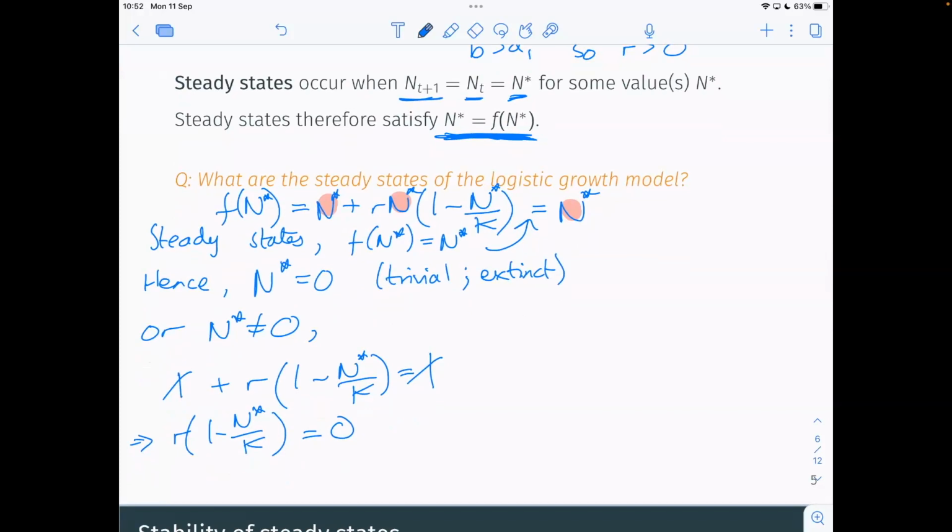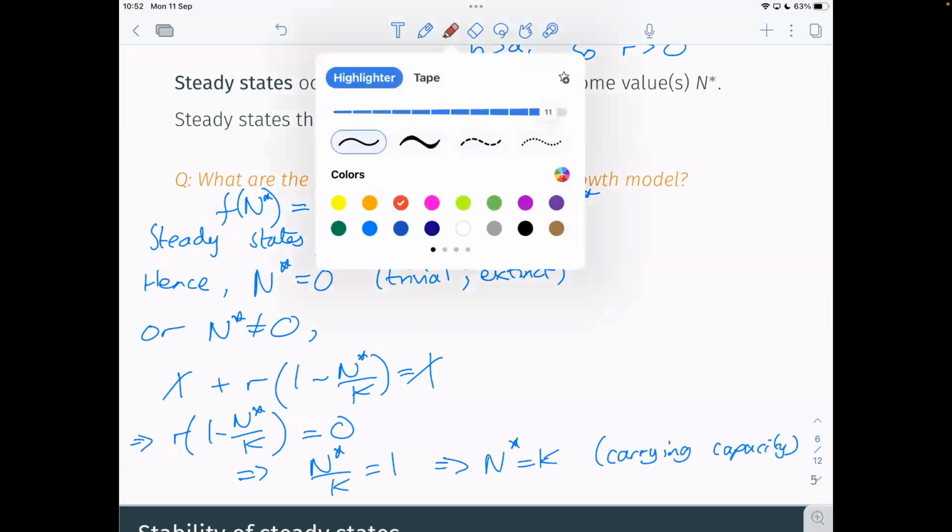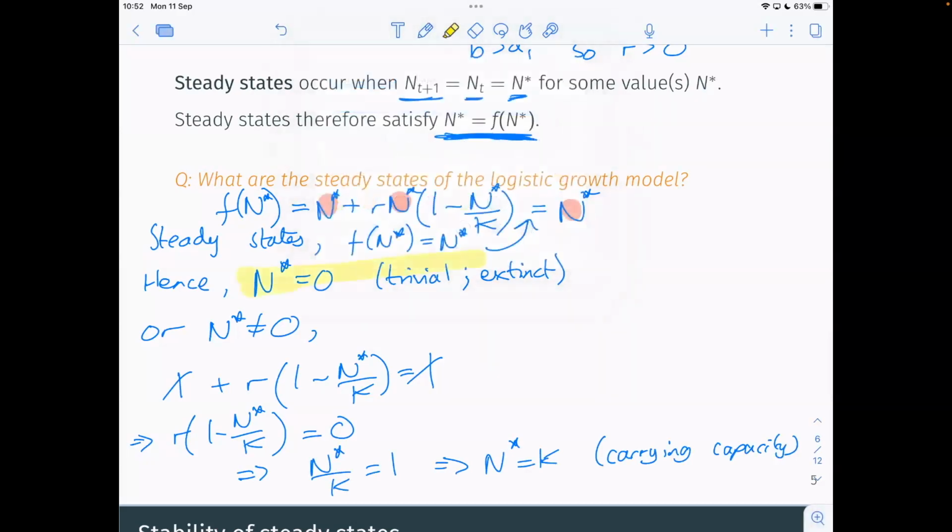So when is this equal to 0? Yep, so when is that? N star is equal to k, okay? So this tells me n star over k has to equal 1. So n star is equal to k. Note, this is our carrying capacity. So we're basically saying, in this model, there are two steady states that we can end up at. Either the population goes extinct, or we're at our carrying capacity. Those are the only places that we can stay. If we start there, we stay there.